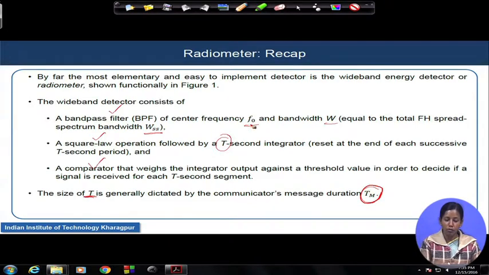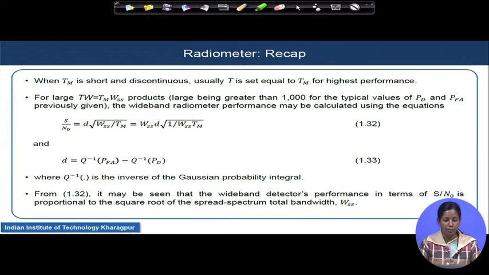So, f0 will be aligned with the transmitted signal, and the bandwidth of this band pass filter will be aligned with the total frequency hopping spread spectrum bandwidth. There will be a selection of this capital T for the integration that should be aligned with the communicator's message duration Tm.